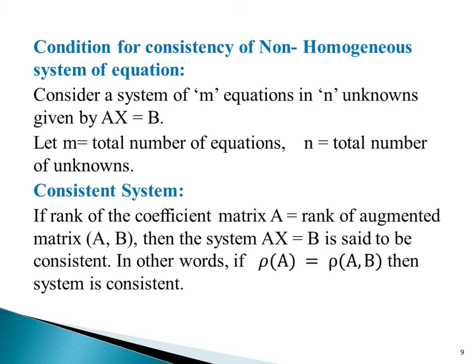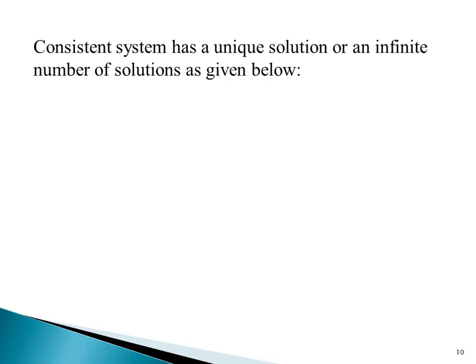In other words, simply we can write rank of A is equal to rank of AB, then the system is consistent. Okay, and the most important, consistent system has a solution. Okay, so there are two types of solution. So consistent system has either a unique solution or an infinite number of solutions, which are given below.